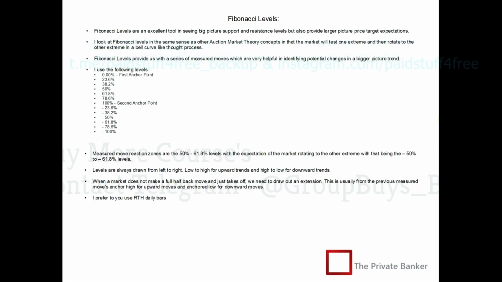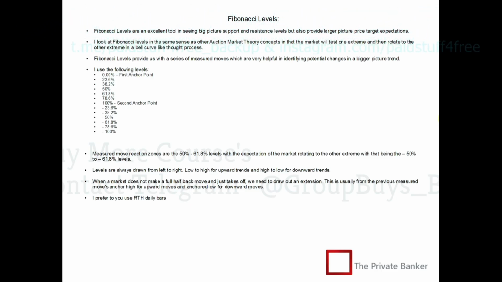I realize that the numbers themselves are somewhat of a mathematical sequence, but the expectation of where the market rotates to is from that one extreme to the other type of thinking, rather than a very specific type of straight line. And it makes sense in that way. So let's walk through this here. Fibonacci levels, as I said, are an excellent tool in seeing the big picture support and resistance levels, but they also provide us with a bigger picture price target expectation, which I'll show you.